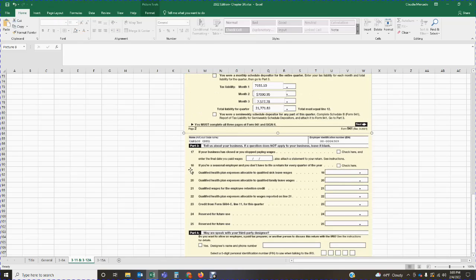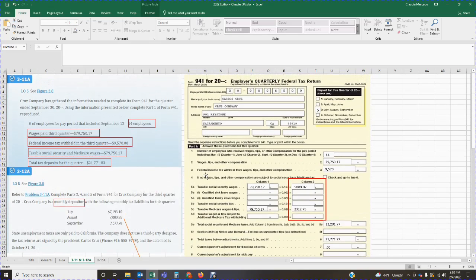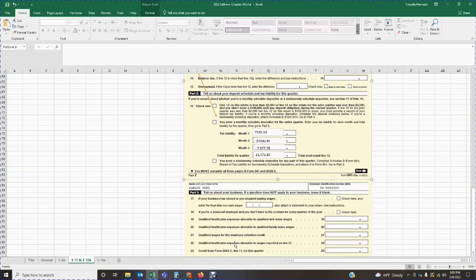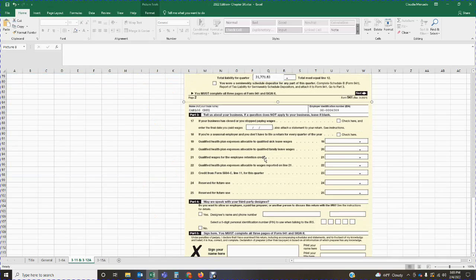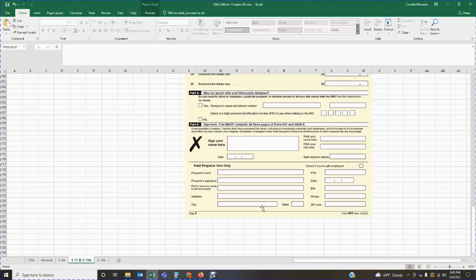Now the problem says to fill out parts 2, 4, and 5. And then, of course, part 1 in the first section. So we do not have to complete part 3. That is not required, but if you want to complete it, it's just general questions. You can answer them, but it is not required. Okay? Then we move to part number 4.